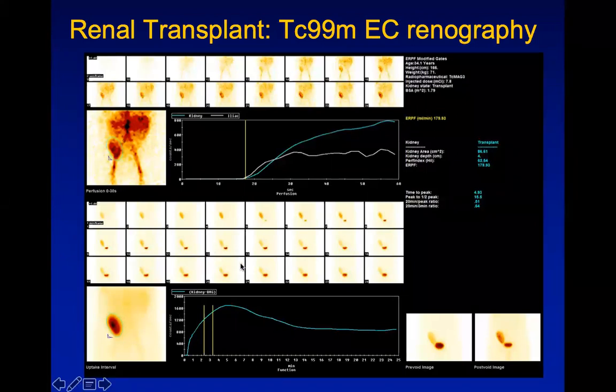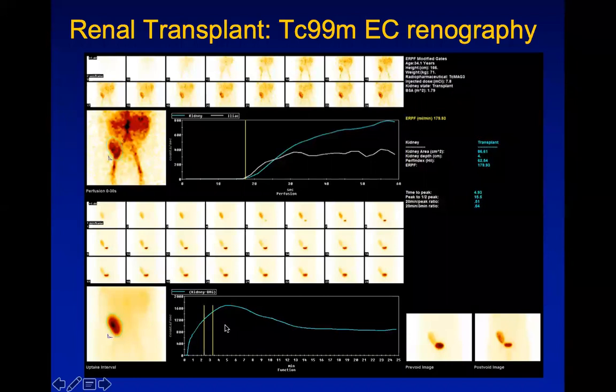Here it is in anterior projection because the transplant is placed anteriorly. So here you have uptake in the right iliac fossa and very good perfusion. Again, the same perfusion phase. Within 2 seconds of the iliac vessel, you can see perfusion in the transplant kidney. Good transplant perfusion, good cortical function. You can see the bladder by 4 to 5 minutes.